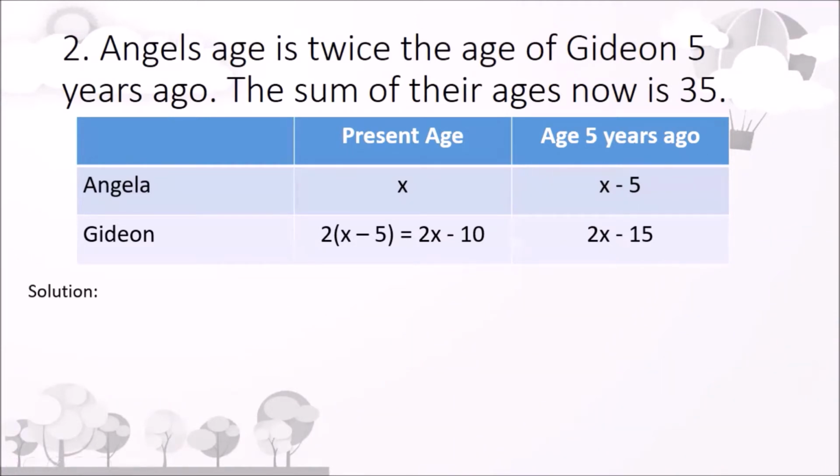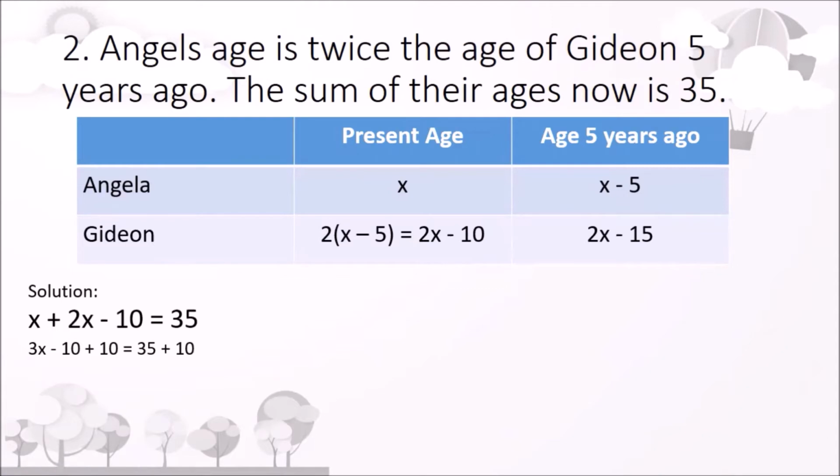So, ang ating ginamit lamang is their ages now. So, eto yon. So, x plus 2x minus 10 equals 35. Itong present age ang ginamit natin. So, combine similar term. Ito yung pinakasagot natin. Translation into mathematical sentence or symbol. Okay, so if we continue in solving this, so x plus 2x is equal to 3x minus 10 equals 35.